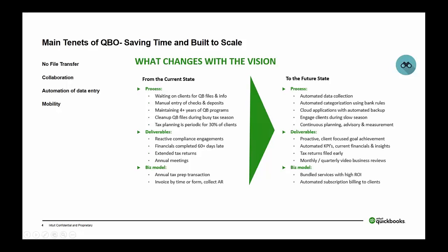Now, a good segue to this. The main tenets of QBO for me: no file transfer, right? Collaboration not only with the team, but with your client, clearly. It's a single ledger in the cloud. You're just accessing their books. Automating data entry, which we will look at today a little bit. It's around bank rules and recurring transactions. We went over some of that yesterday. And then mobility, which I did yesterday. I won't be going in today, but the phone app, iPad, tablets. So that ability as well.